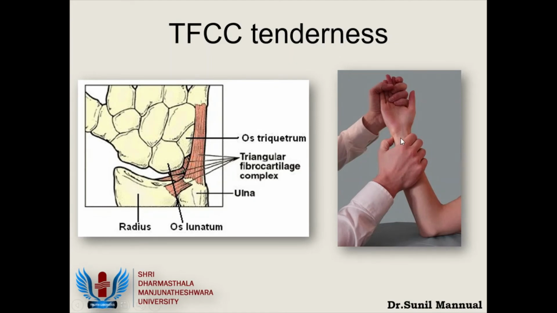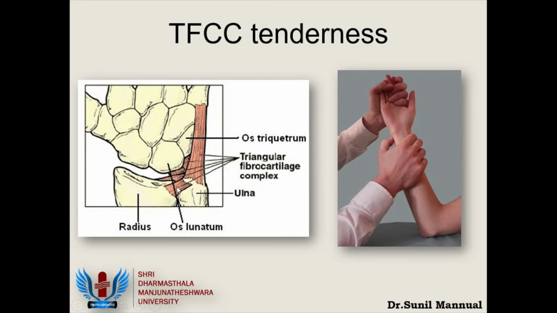Coming to the TFCC, I mentioned what the triangular fibrocartilage complex is. Now you can see that this is a young patient. Similarly, a lot of medical students do approach me once in a while telling me that they are having pain in the wrist, and on clinical examination I realized that it is an ulnar sided wrist pain. And this ulnar sided wrist pain basically occurs because of sprains in the triangular fibrocartilage complex.